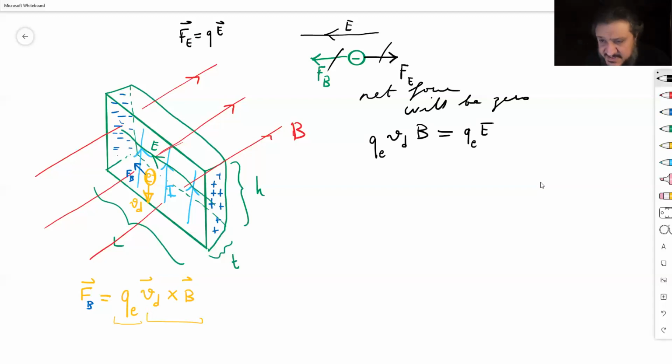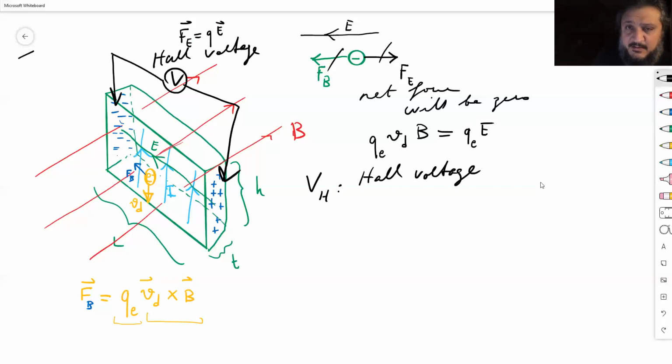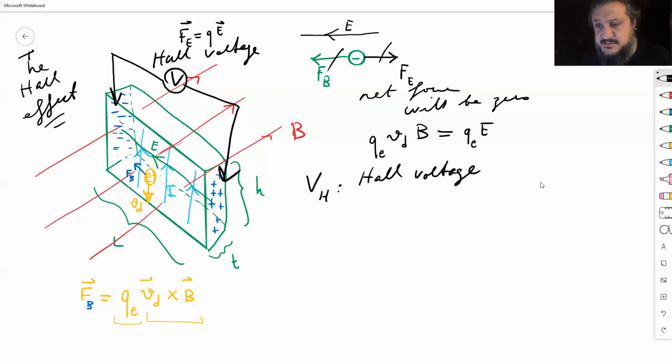Okay, if that happens though, we still have a voltage difference between the two ends, and that's the whole idea. So if you connect a voltmeter between these two sides, you will measure a non-zero voltage, and we're going to call this Hall voltage, VH, if you will. We're going to call this the Hall effect, named after the physicist who came up with this. All right, that's actually a device you can use to measure the strength of the magnetic field, okay? And I'll show you how. So that's the voltage difference you would measure between those two sides.